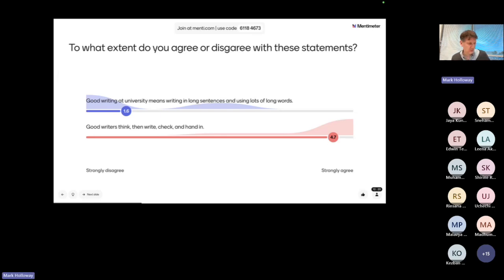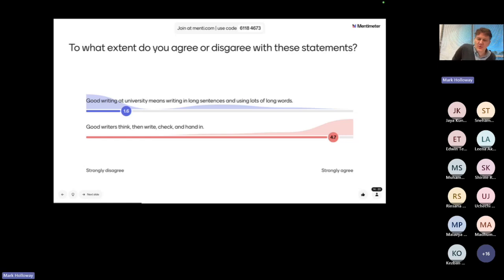And that was, we very quickly got 10 responses there. Almost everyone strongly agrees that good writers think, then write, check, and hand in. But not many people think that good writing at university means writing in long sentences and using lots of words. In fact, most people disagree.